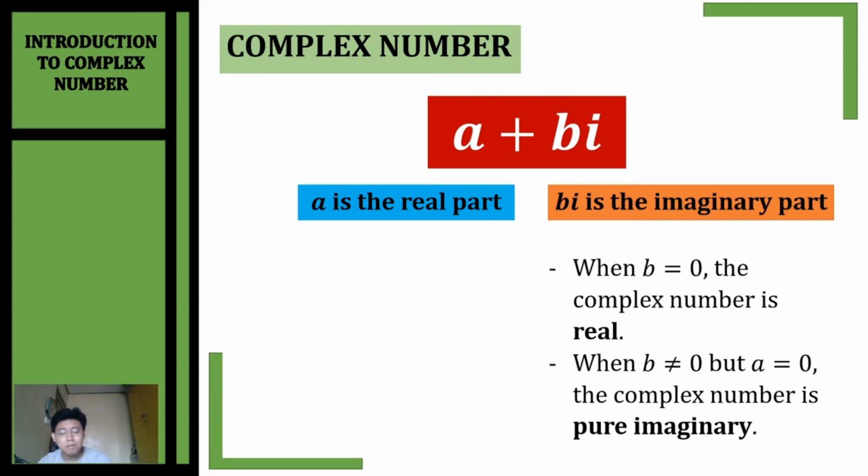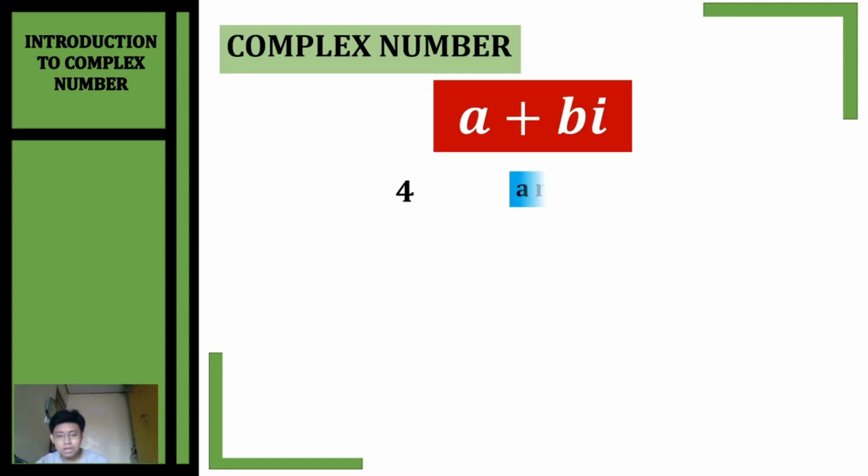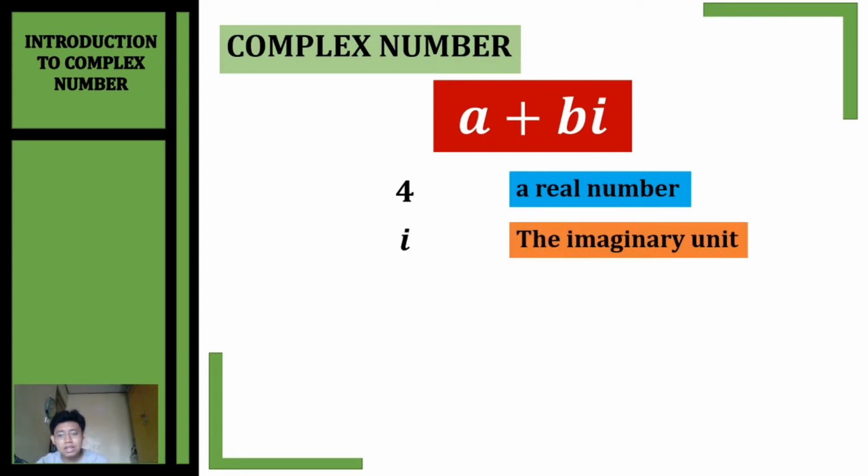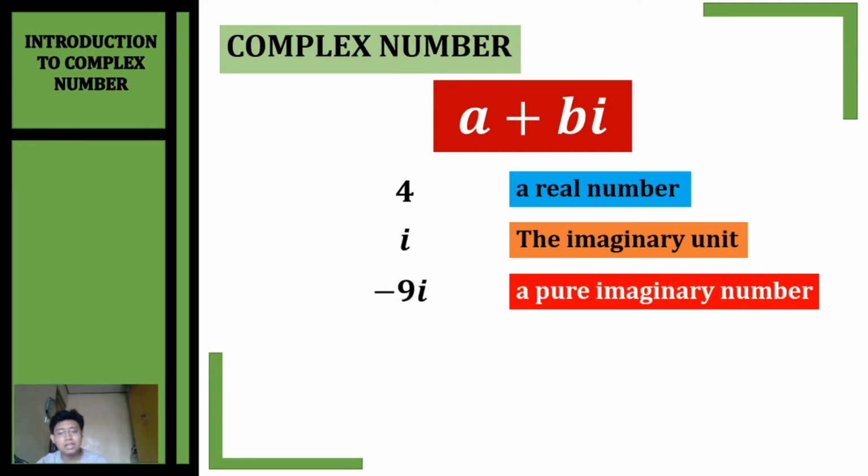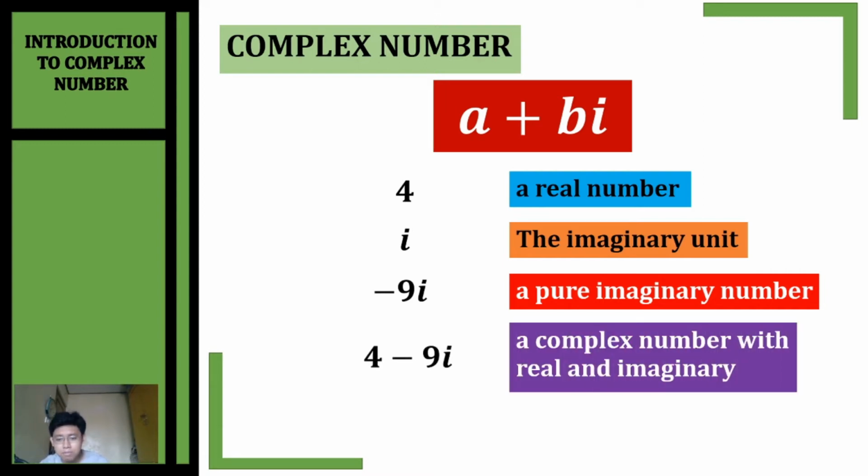Now let's have some examples. 4 is a real number. i is the imaginary unit. -9i is a pure imaginary number. And 4 minus 9i is a complex number with real and imaginary parts. So a complex number is a combination of real and imaginary numbers. Now let's proceed to some examples on simplifying complex numbers.